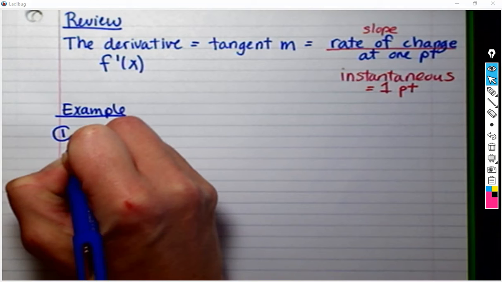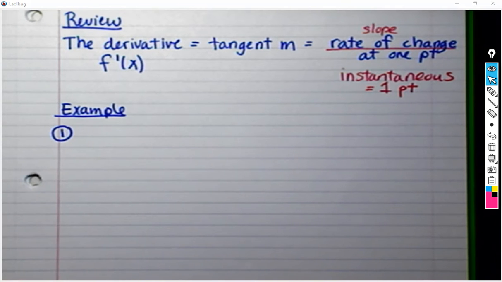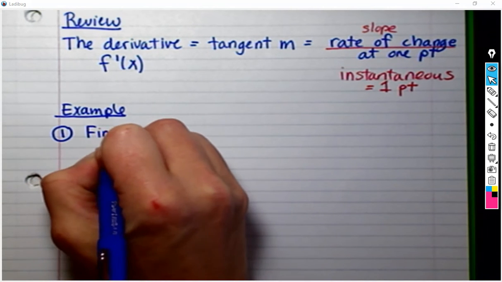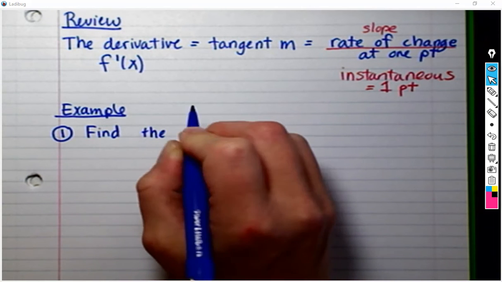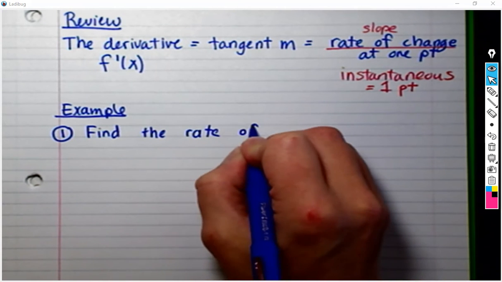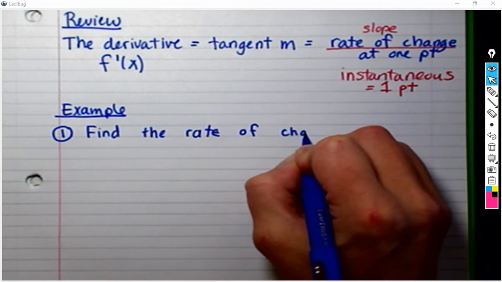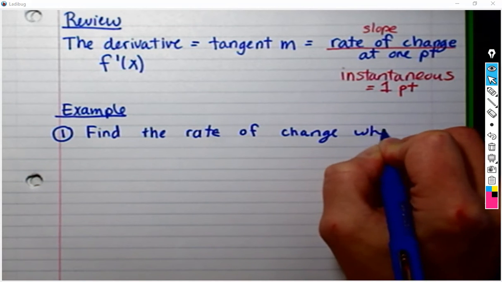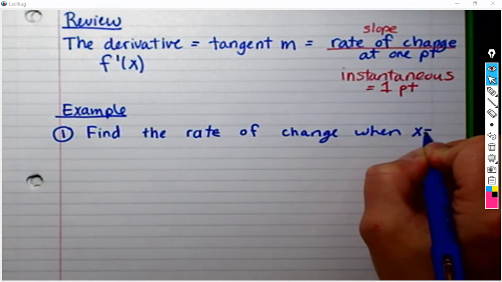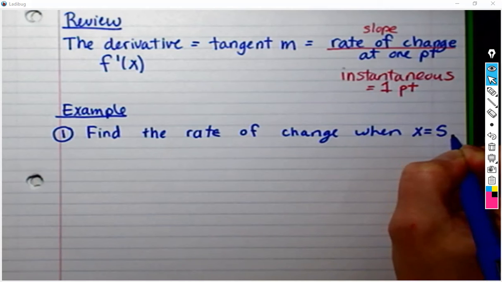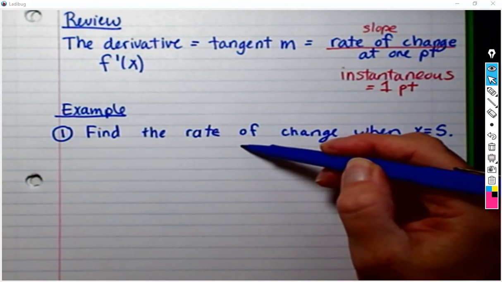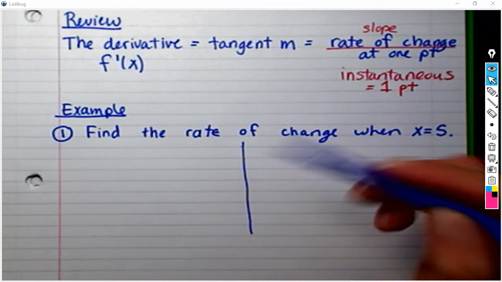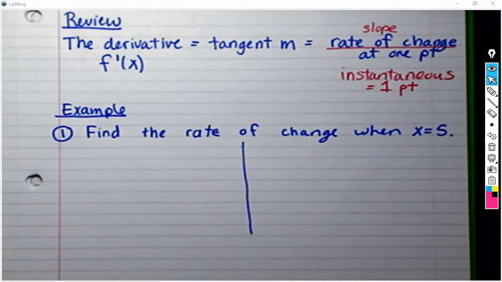So, example. Find the rate of change when x equals 5. Okay, that's the question. Now, most of what we're doing is I'm just going to write down 2 columns, okay? Because we have f of x and we have f prime of x.